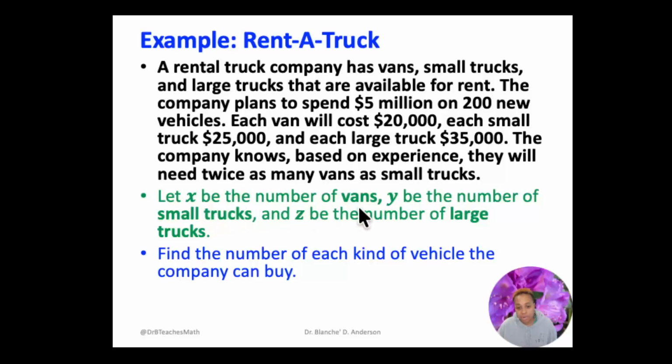Let X be the number of vans, Y be the number of small trucks, and Z be the number of large trucks. Find the number of each kind of vehicle they can buy. Just like most of your examples, you're going to have money and they're going to have totals. When you put them together, you'll be able to solve for everything.